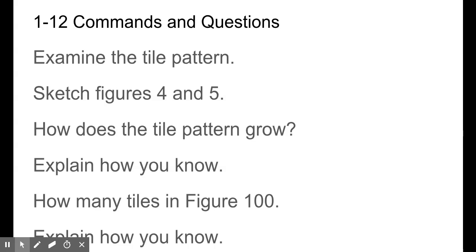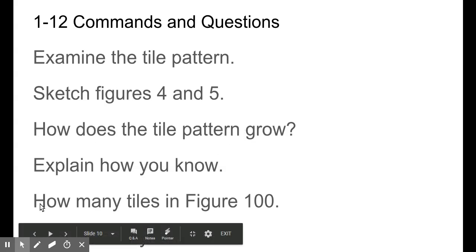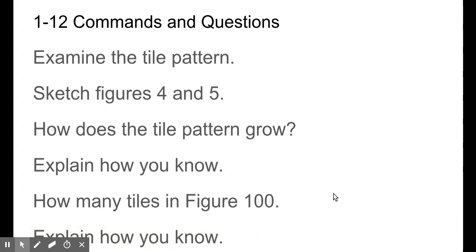So what's really going on in number 12 is it's not just one problem. It's actually a whole bunch of little mini problems hidden within, such as examine the tile pattern, sketch figures 4 and 5. How does the tile pattern grow? Explain how you know. How many tiles are there in figure 100? And explain how you know again.